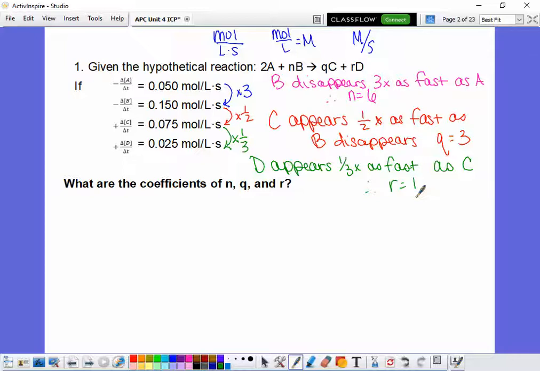All right. Those are called relative rates. There are some questions like that in your first homework, Homework 4A. Now we're going to look at another thing, which is called method of initial rates. MOIR, method of initial rates.